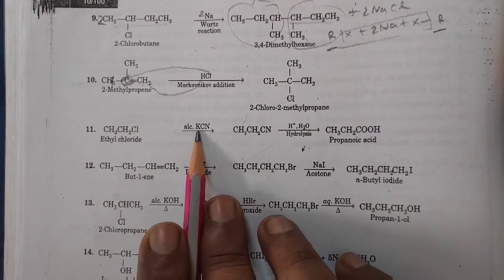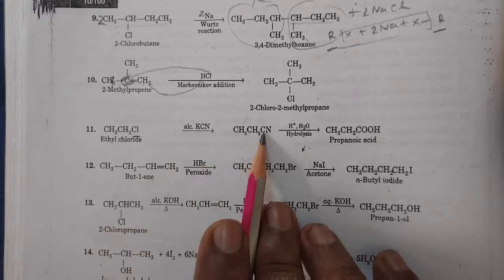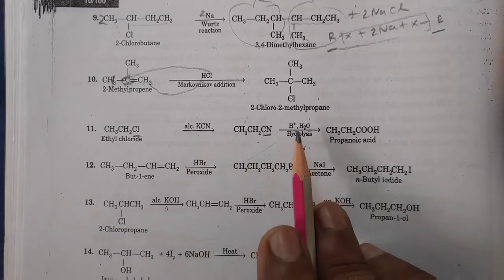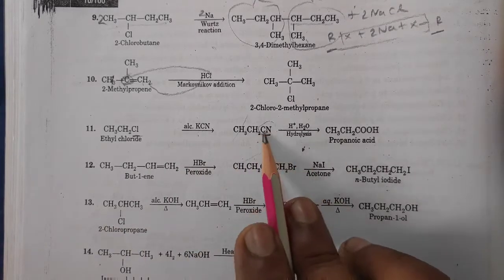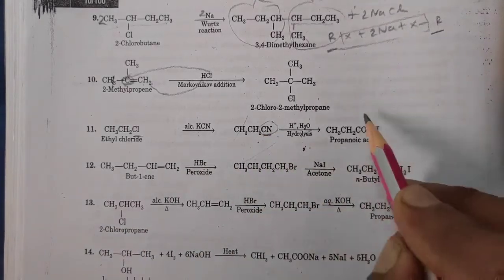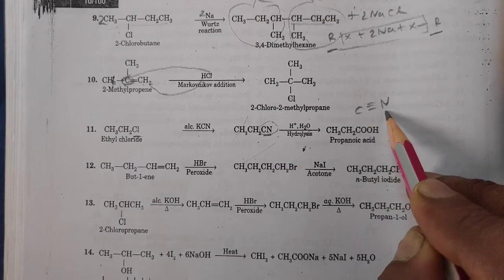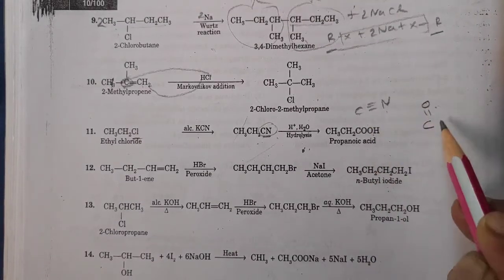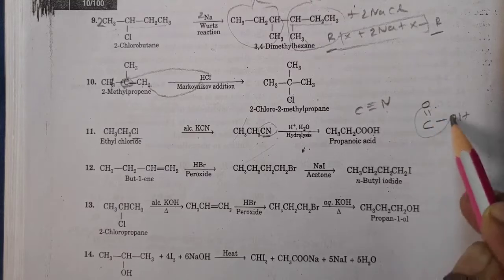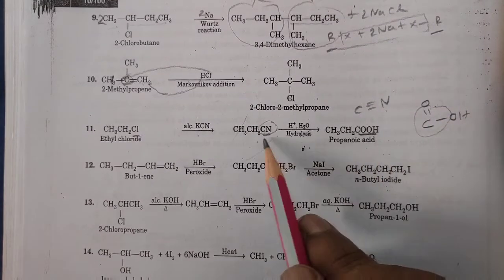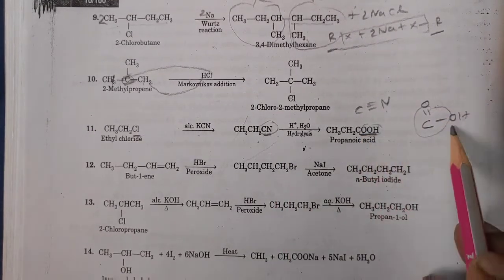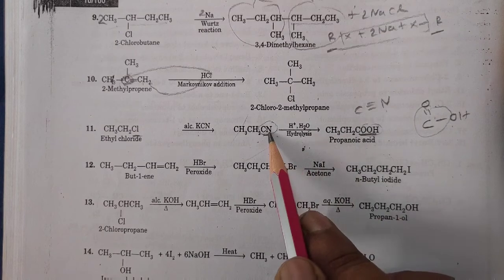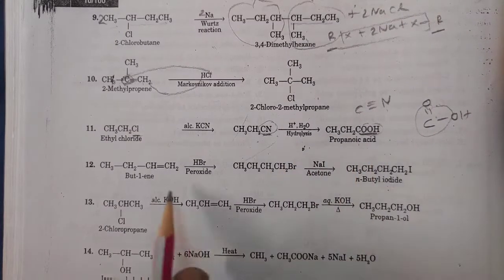Then ethyl chloride, alcoholic KCN, you can see Cl is substituted by CN, substitution reaction, acid catalyzed hydrolysis. This CN I already explained here, carbon is attached to nitrogen with a triple bond, right? So this carbon will attach to an oxygen here and one with OH. So it is a triple bond only. So this is COOH, means this is the group which is substituted instead of nitrogen. Understood now, right?